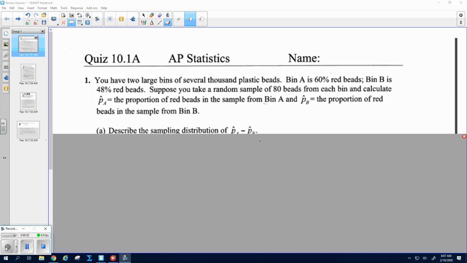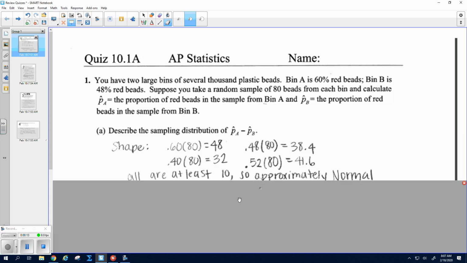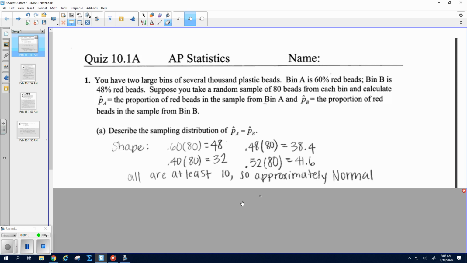All right, you guys, for the sampling distribution, to describe it, you want to do SOCS. So you've got shape, and then outliers, center, and spread, but you don't need to do outliers. So for the shape, for proportions, it's np greater than or equal to 10 and n times 1 minus p greater than or equal to 10. So for this one, we do 80 times 60%, which is 48, and 80 times 40%, which is 32.